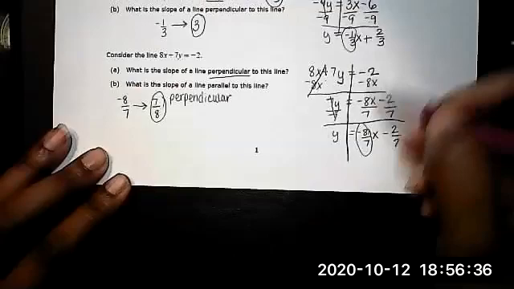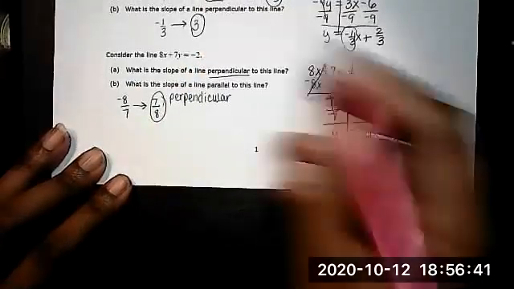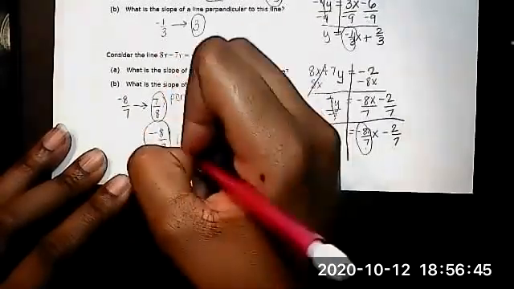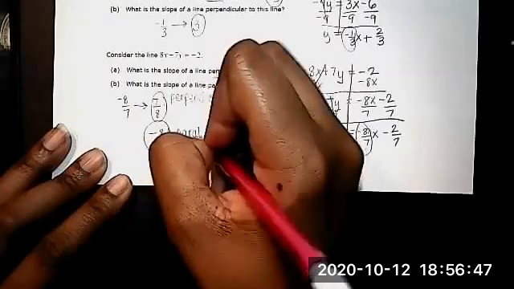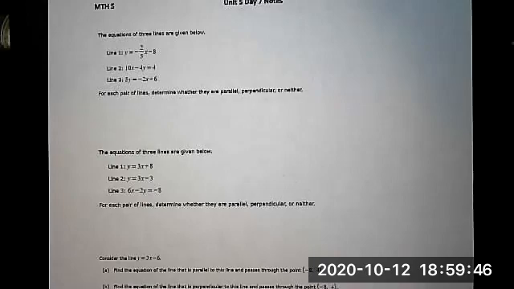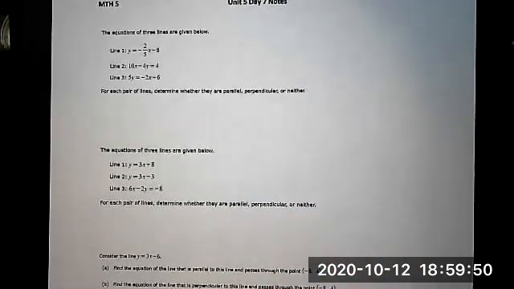Okay. For parallel, whatever this is, -8 over 7, that would be your answer for parallel. That would be your parallel equation or parallel slope.